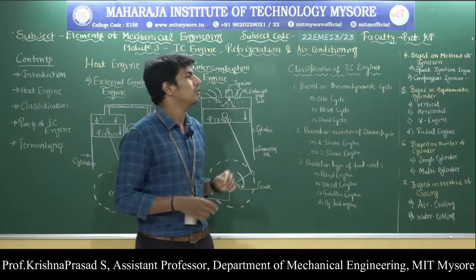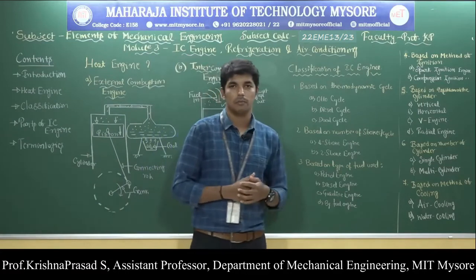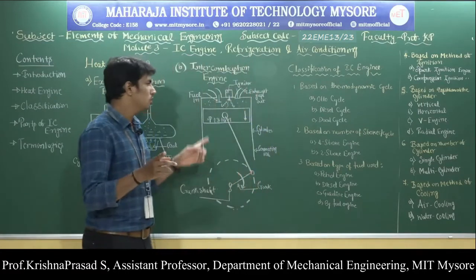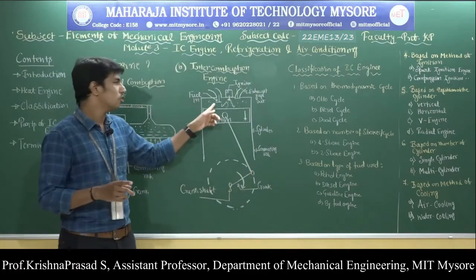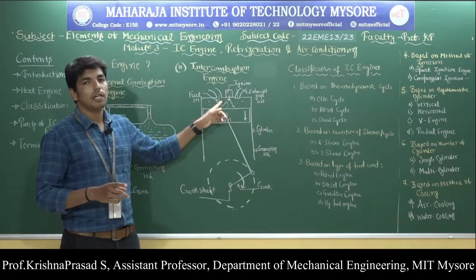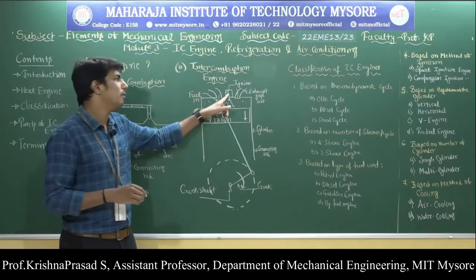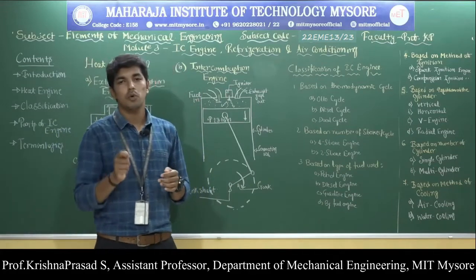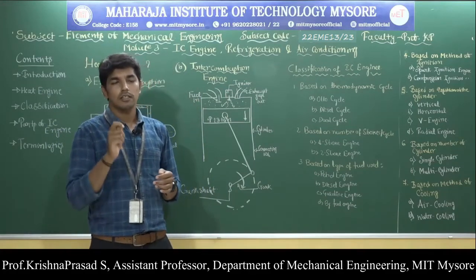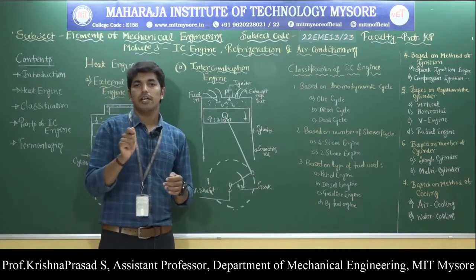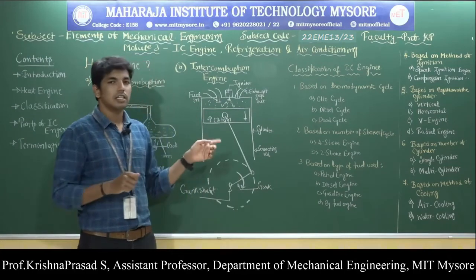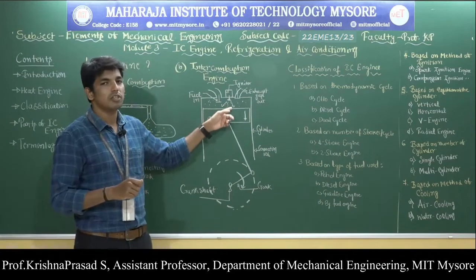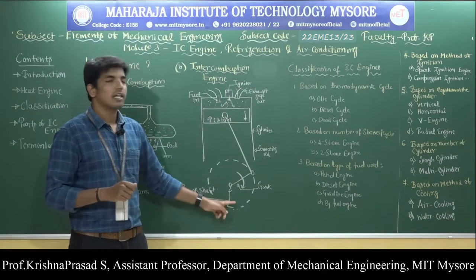Okay. Next, the fourth one, based on the method of ignition. As already told, in the power stroke, the fuel is going to burn and power is going to develop with the help of the igniter. So what is meant by the igniter? The igniter is used to ignite the fuel, or to completely burn the air-fuel mixture inside the engine cylinder. Then whatever power is developed is going to be transferred from the piston to the crankshaft.